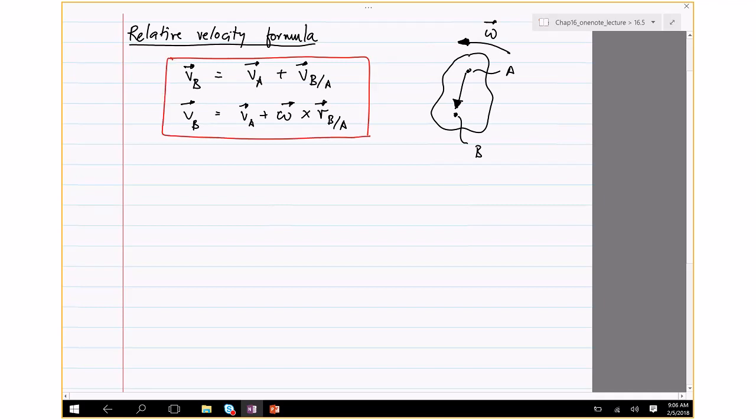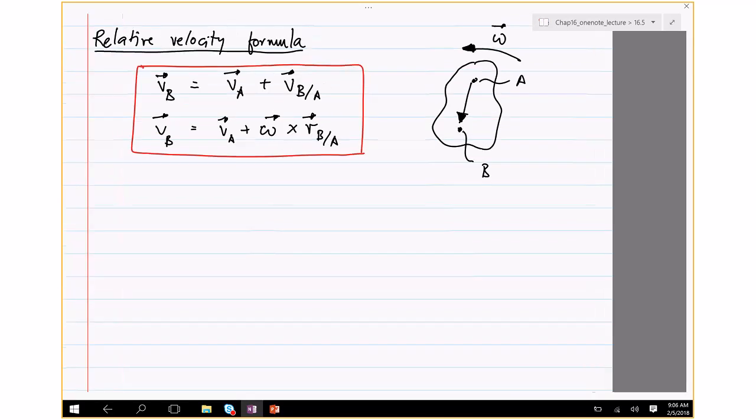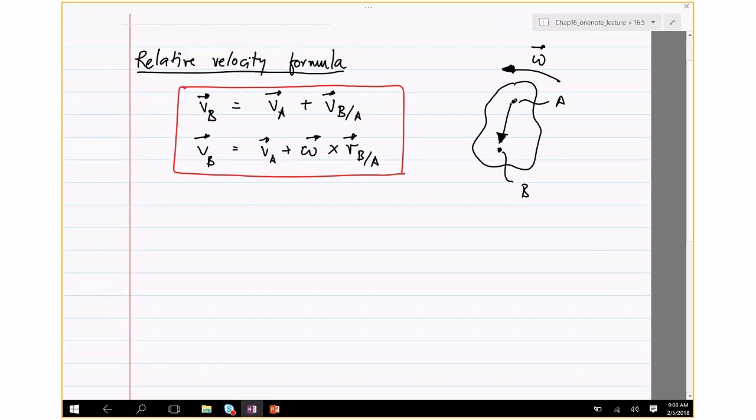Okay, so if you want a physical interpretation of this, I'll tell it to you quickly, but the book does a better job of telling this. The equation tells you basically velocity of B. You can break down velocity of B as composed of two parts: velocity of A plus omega cross RB with respect to A. The first part, velocity of A, is the translational motion of A, the contribution due to translation of the body. The second part is due to rotation.